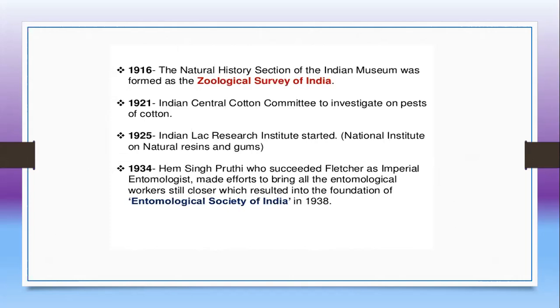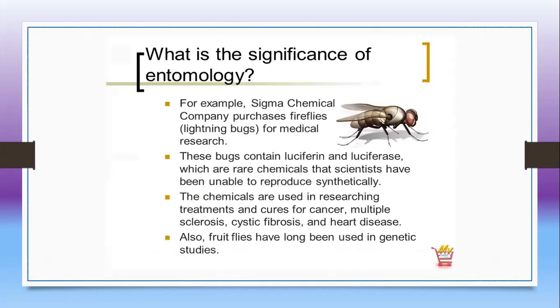In 1934, Hem Singh Pruthi, who succeeded Fletcher as imperial entomologist, made efforts to bring all the entomological workers closer, which resulted in the foundation of the Entomological Society of India in 1938. So, when was the Entomological Society of India formed? In 1938, which is an important point to remember. ZSI, which was formed in 1916, is also an important point to remember.